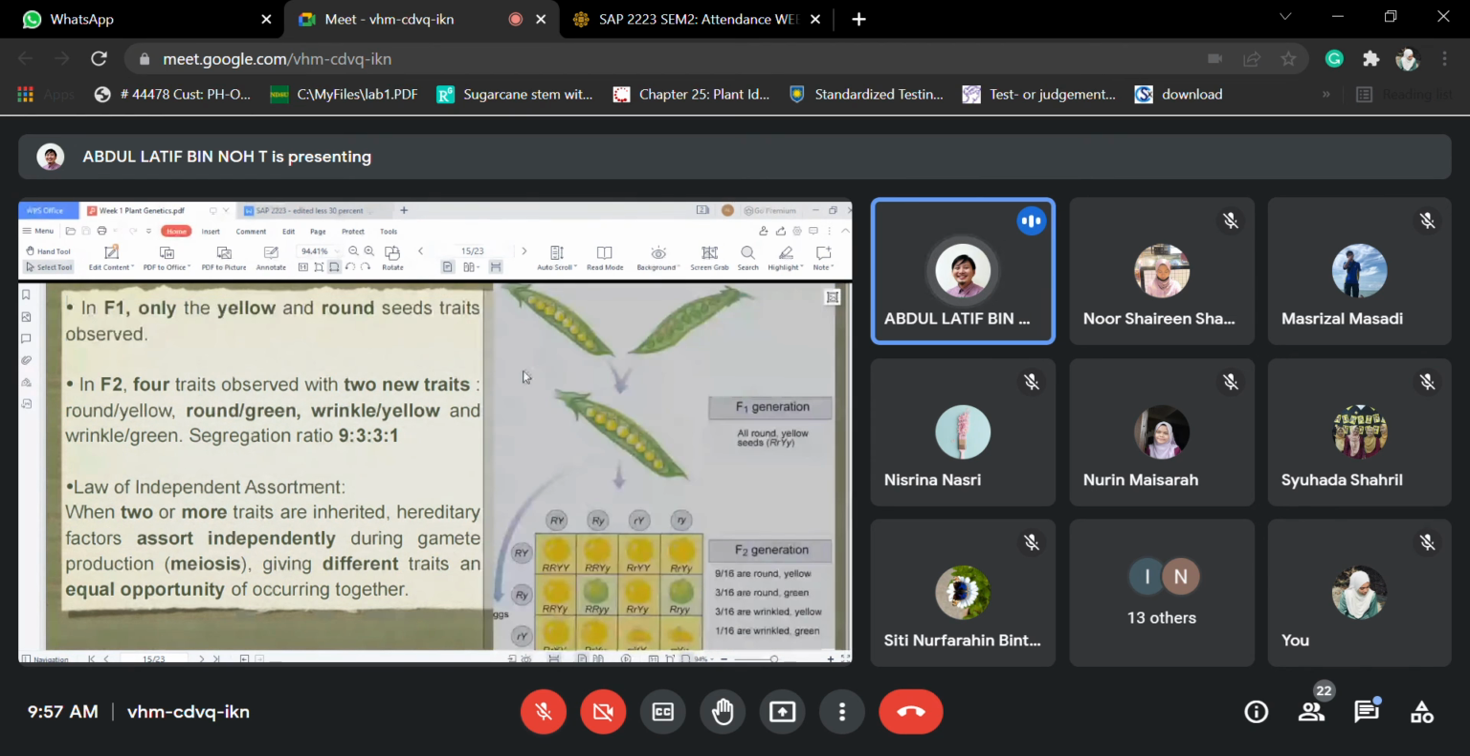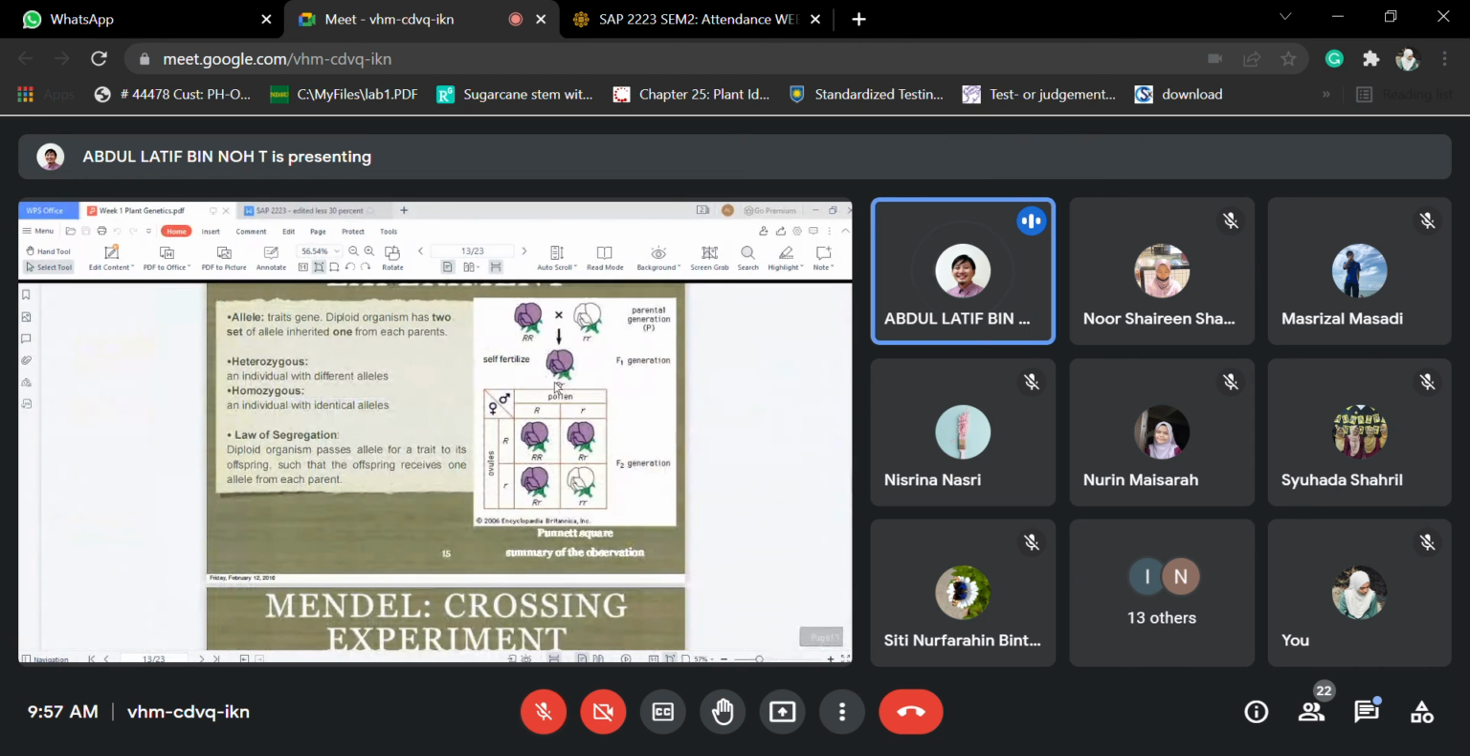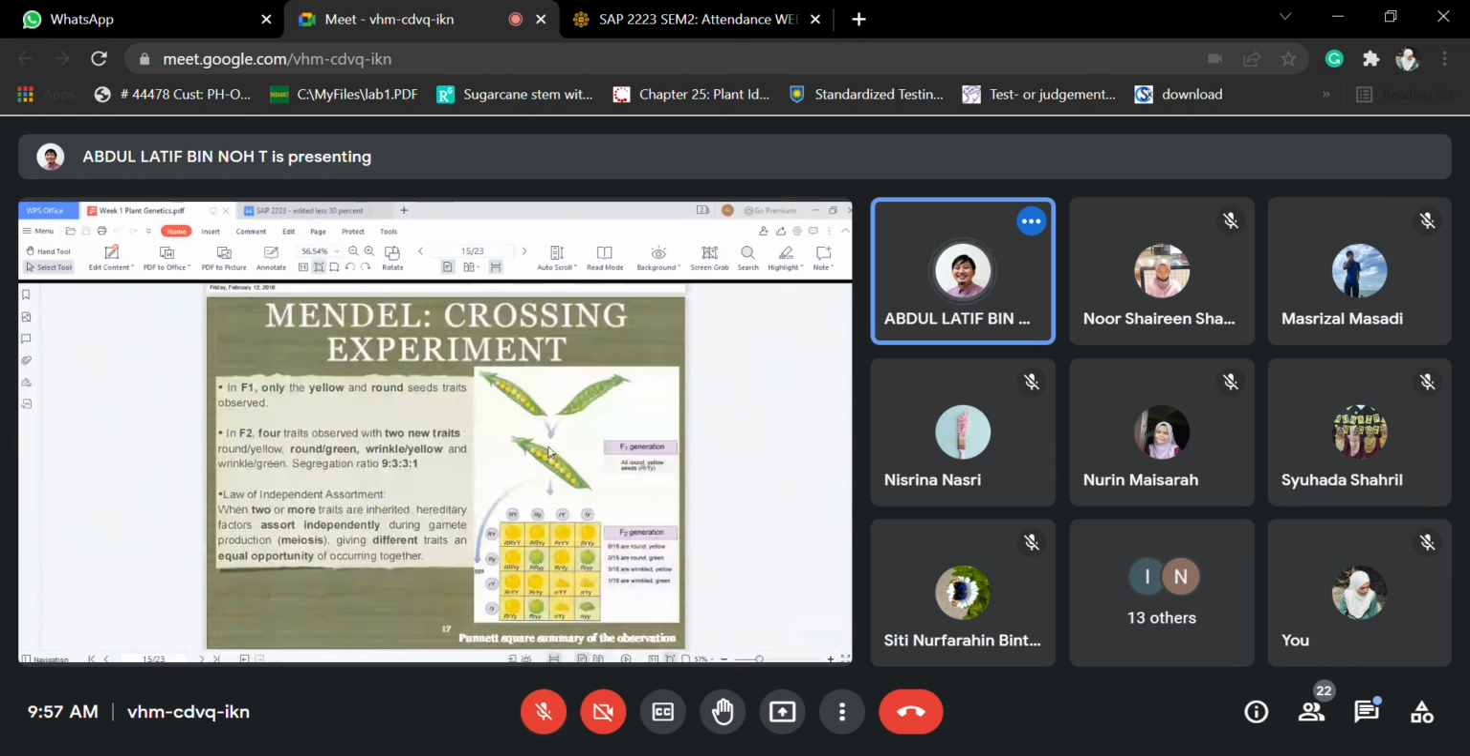So if it is a single trait, like the flower just now, only the colors, we can directly predict the 3:1 ratio, right? However, if there are more traits, for example the shape together with the color just now, they will follow this particular law. When two or more traits are inherited, heredity factors are sorted independently during gamete production. They will combine independently, whether it is RY, small r, or big R small y. And this gives the traits an equal opportunity to appear.